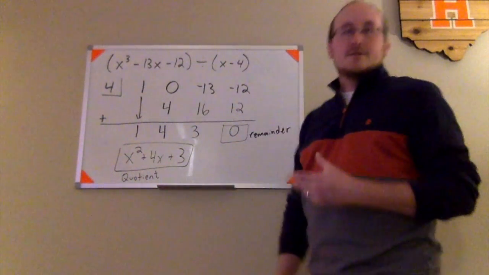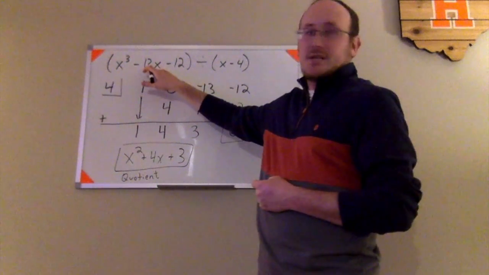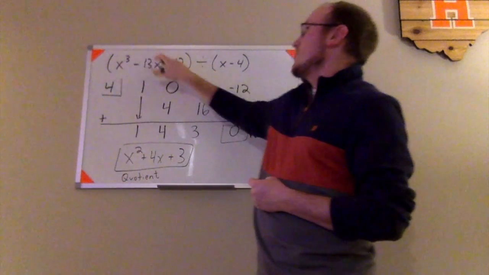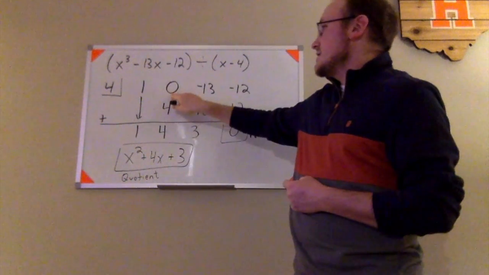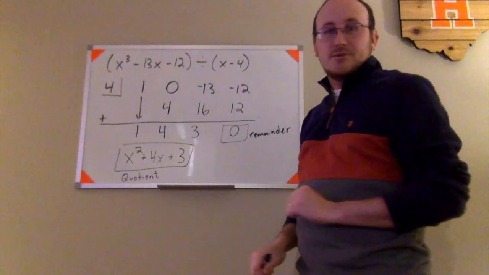The big thing here is the mistake is usually made in the setup of this problem. Watch for any powers that get skipped. I noticed this went right from x to the third power to x to the first power. It skipped the second power, so I need to put a 0 there to hold that place. That's probably the mistake most students will make here.